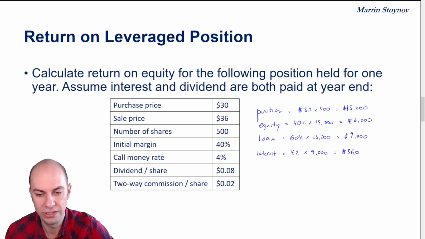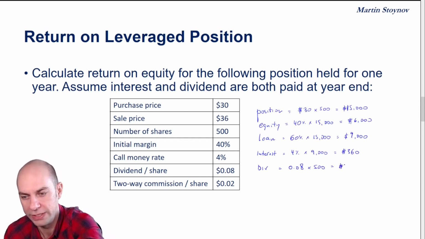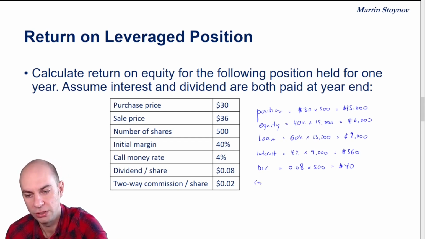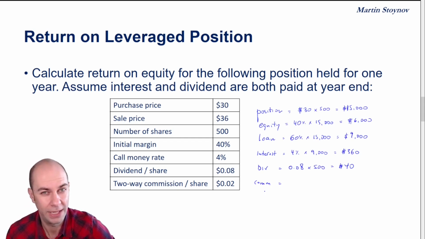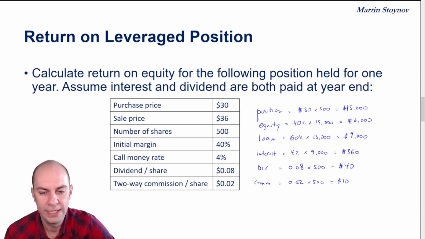What else we've got here? We've got dividend per share. So the dividend is going to be 0.08 times 500 shares. 5 times 8 is 40. So we got $40 of dividend. And then I've got also a commission. Now, don't forget, that's a two-way commission. So we're going to pay it at the time of purchase, but also at the time of sale. So that's 0.02 times 500. That's $10.